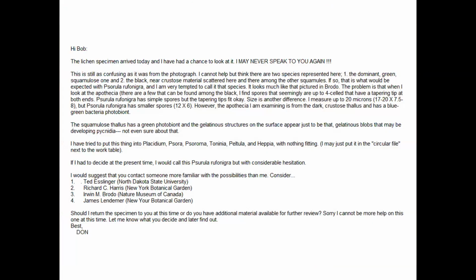I sent it to a friend of mine. He said, "Hi, Bob. The lichen specimen arrived today. And I had a chance to look at it. I may never speak to you again. This is still as confusing as it was from the photograph. I can't help but think there are two species represented here." And he went on and on and on. He passed away a few years ago, and I'm so sad because he was such a wonderful person.